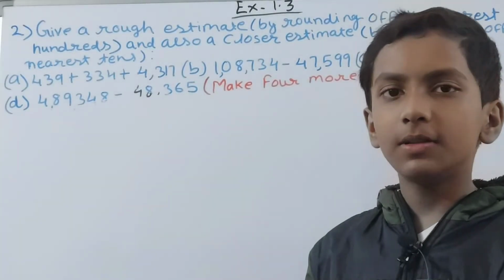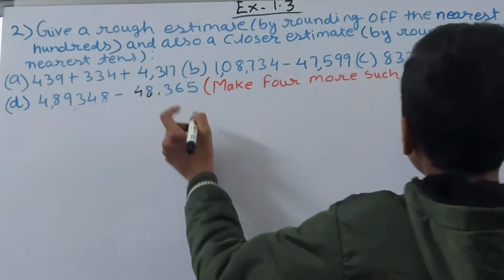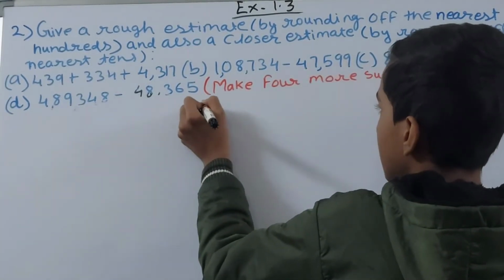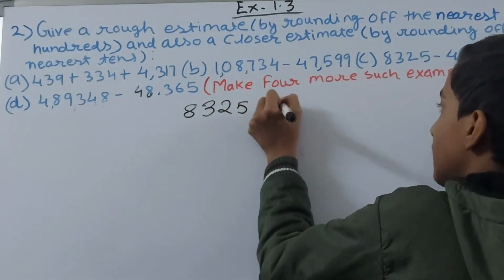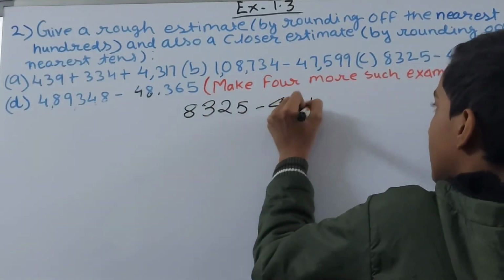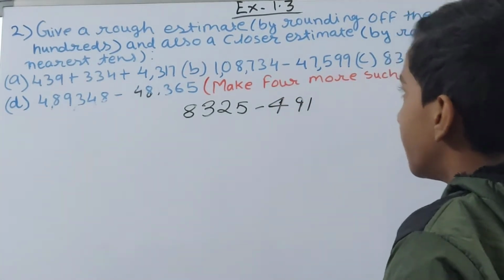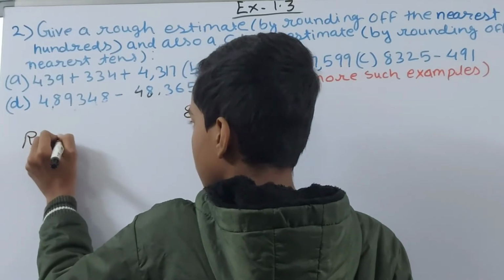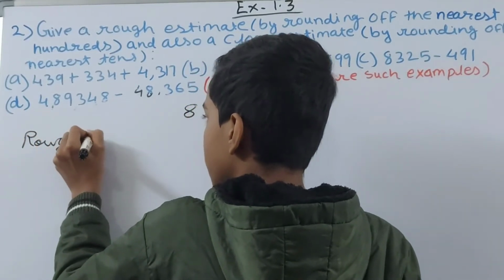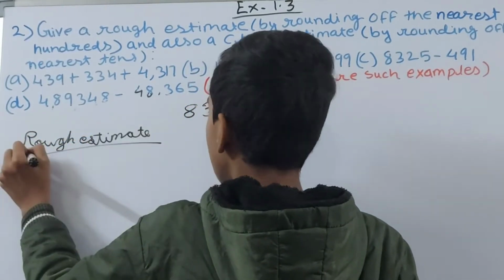Now we will solve the C part. C part is 8,325 minus 491. Okay. Now see, what will we do here? First, we will find the rough estimate.